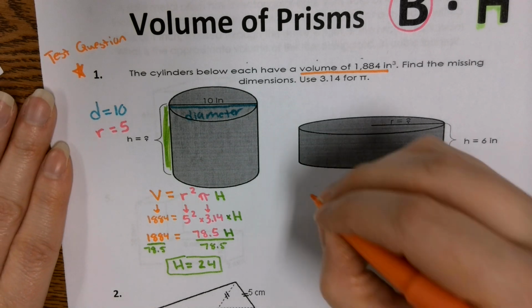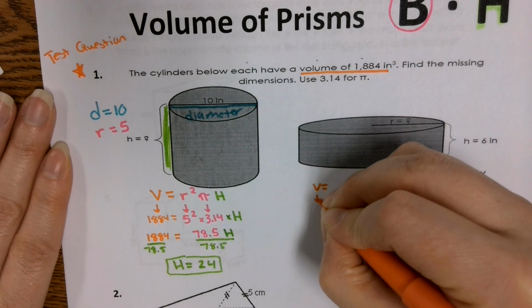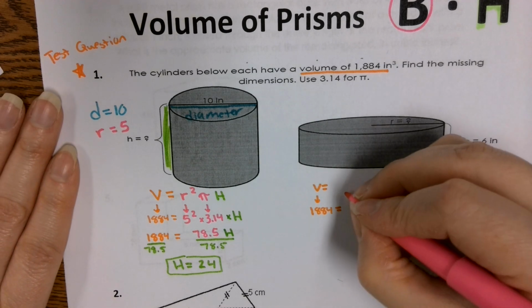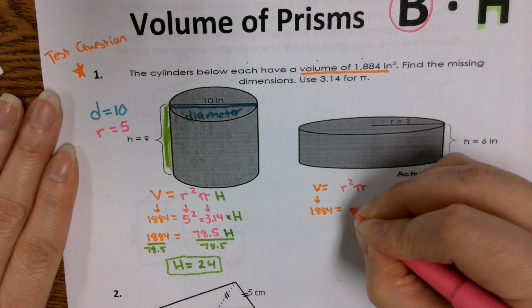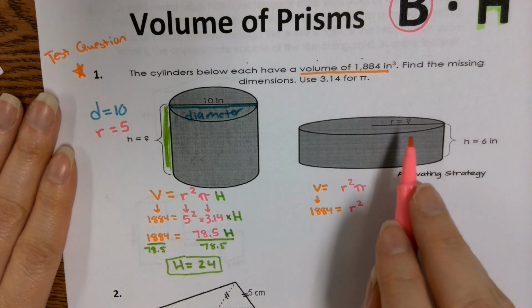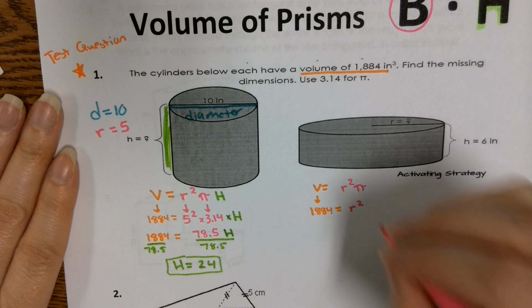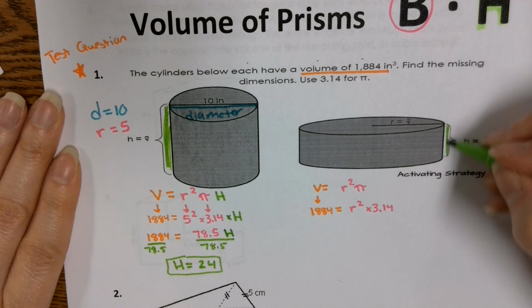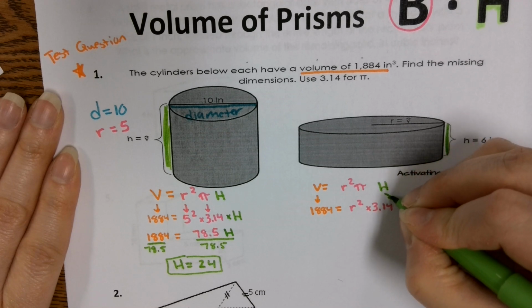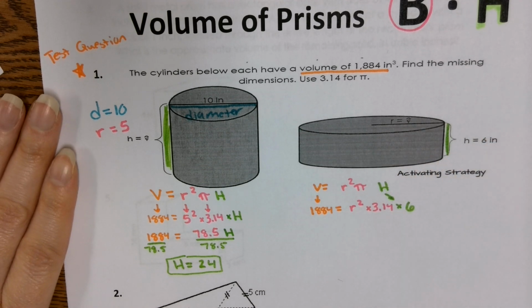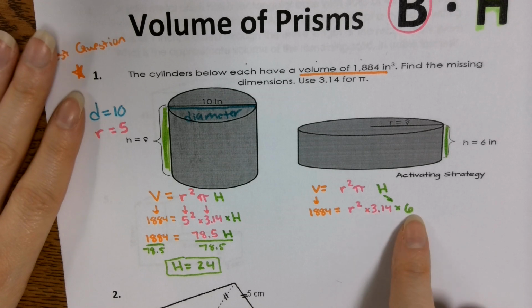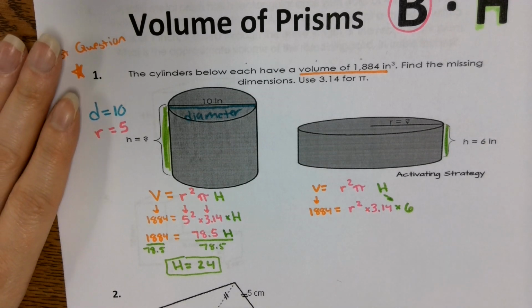Okay, same thing for this one. Again, we know that the volume is going to be equal to 1,884. But this time we don't know what R is. So we're going to leave it as R squared. That's what our question mark is. We have no idea what the radius is, but we do know pi is 3.14, and in this case, we do know the height. The height is going to be 6. So again, we do have parts that we can work out first. We can multiply the 3.14 and the 6. We can actually multiply those together.